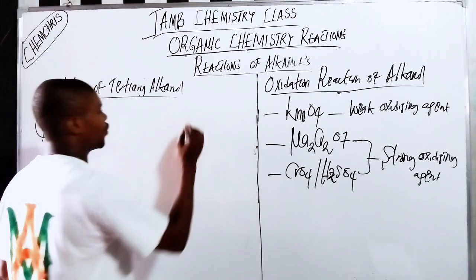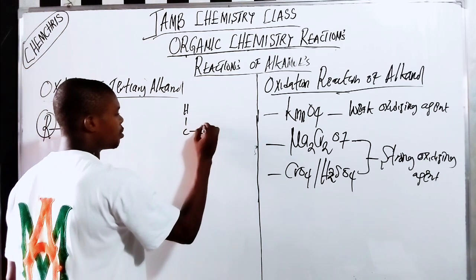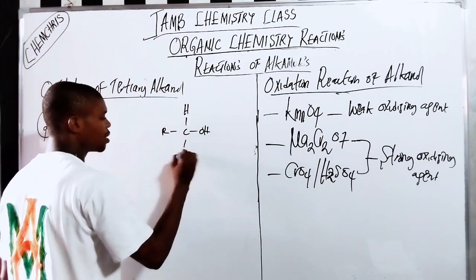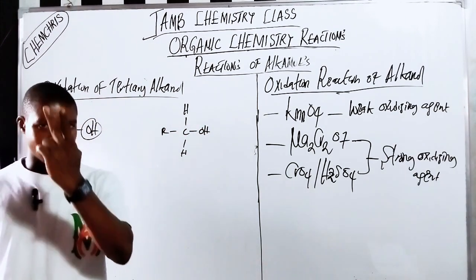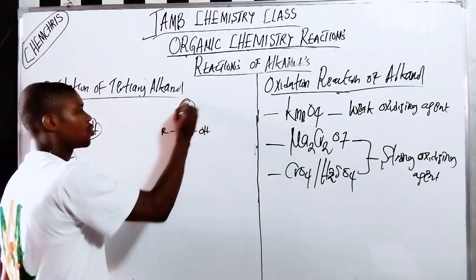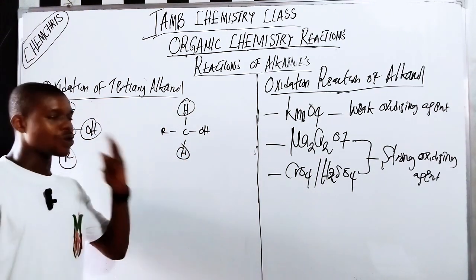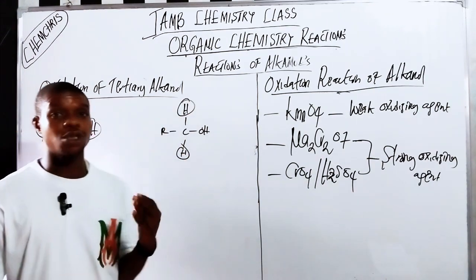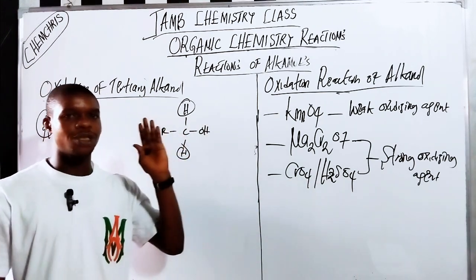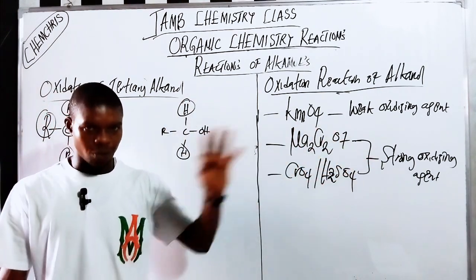If you check primary alcohol, remember, primary alcohol you can oxidize twice. Do you know the reason why? Because you have two hydrogens. That's why you can oxidize twice. So you oxidize to aldehyde, then further oxidation moves to carboxylic acid. You understand?